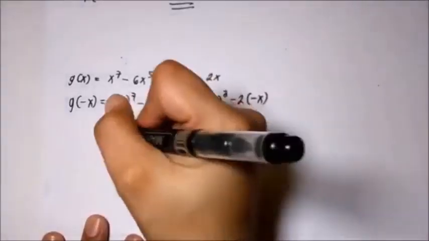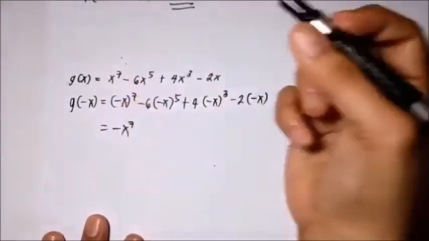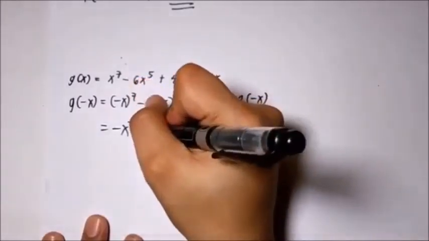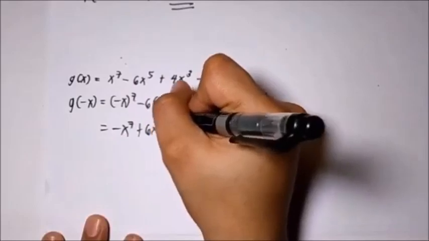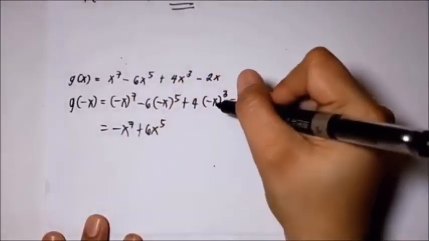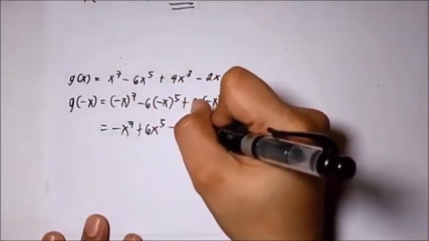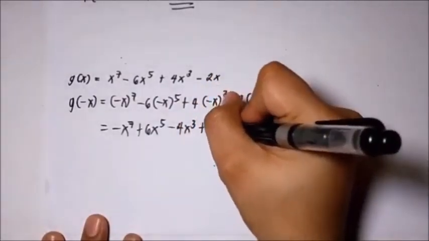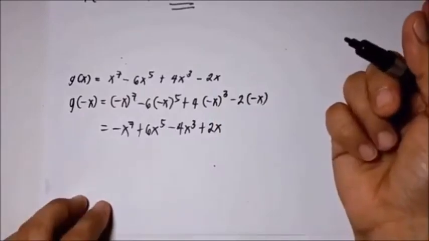So negative x raised to 7 is negative x raised to 7. Negative x raised to 5 is negative x raised to 5 times negative 6, so positive 6x raised to 5. This is negative x cubed, so negative 4x cubed. Negative and negative, positive, so positive 2x. So let's look at the given.